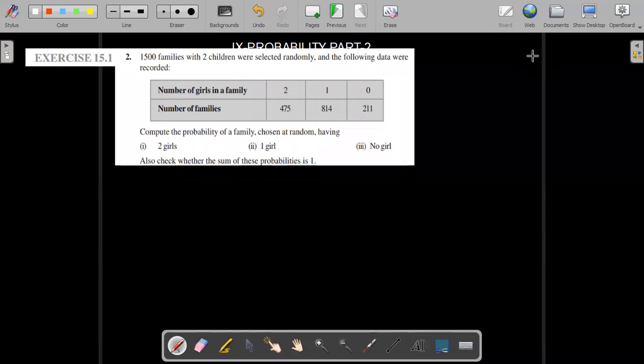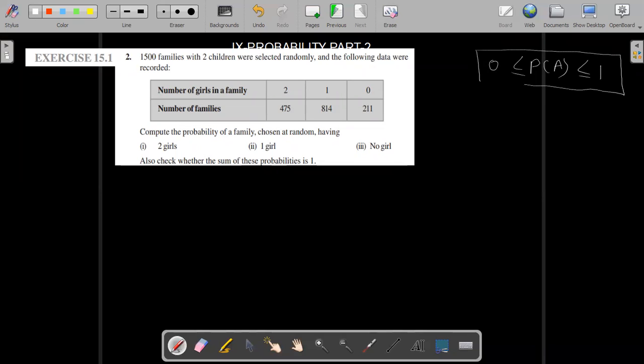The probability of any event is always greater than or equal to 0 and less than or equal to 1. It varies from 0 to 1. We are finding the probability of an event.